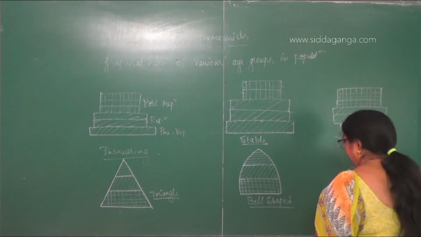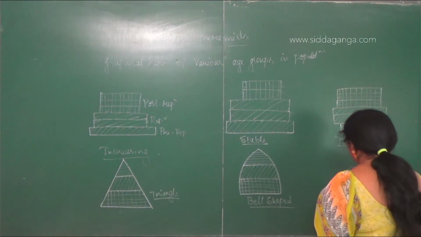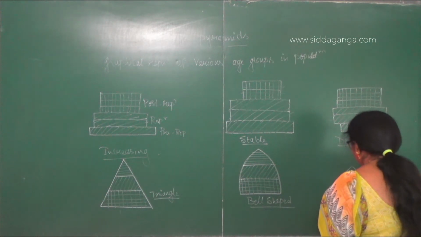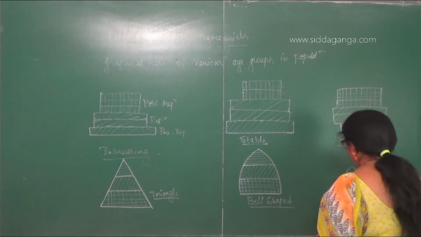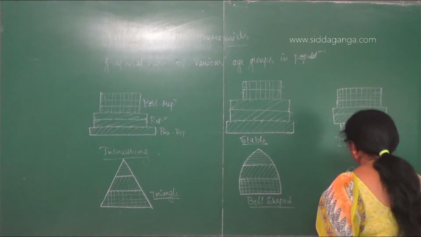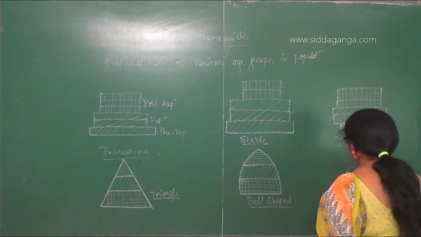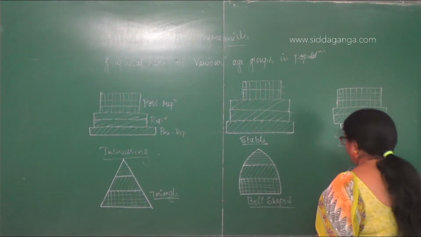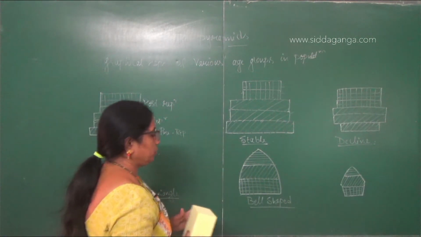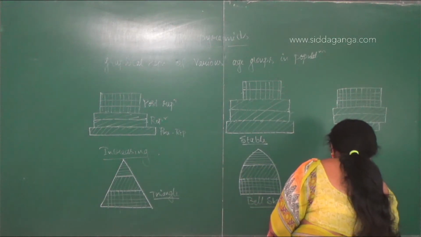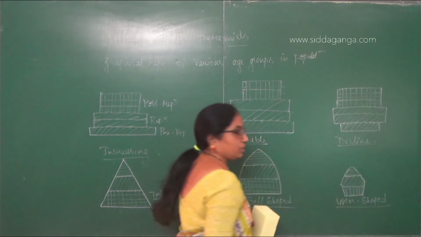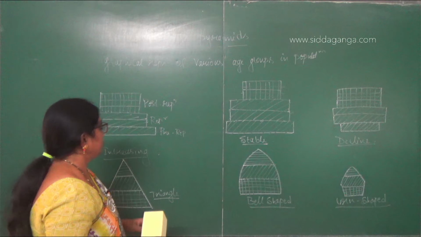So in the base we have the pre-reproductive population. In the middle we have the reproductive population, and at the top we have the post-reproductive population. So this is the urn-shaped age pyramid.